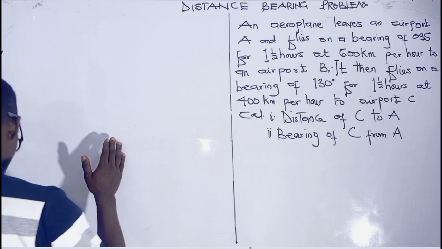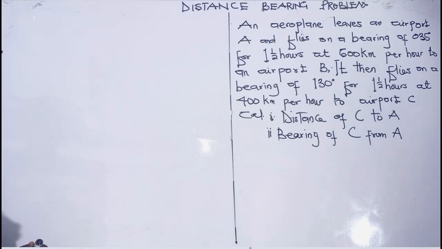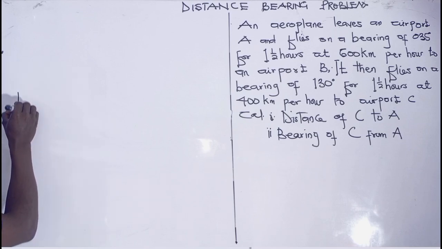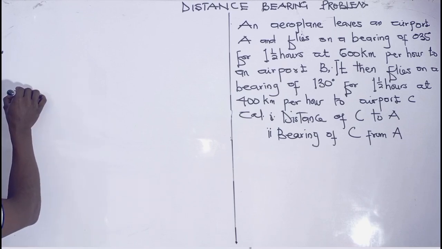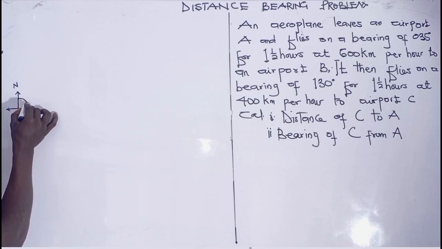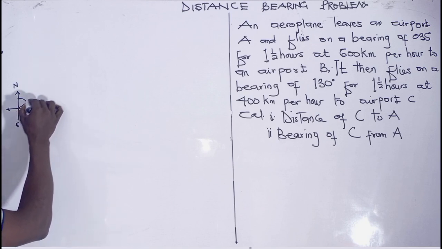So the first thing that we are going to do is to draw our cardinal points as usual. So we have, this is our north, our south, this is our east, and then this is our west. Now we know that in bearing, angles are measured from the north in a clockwise direction. And you agree with me that 35 degrees will fall within this quadrant. So we are going to measure from the north in this direction, and then we draw our distance.